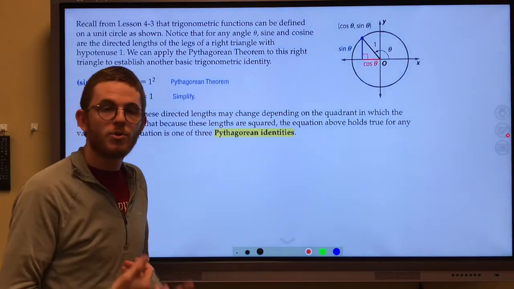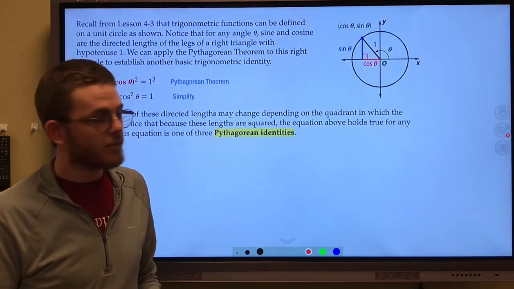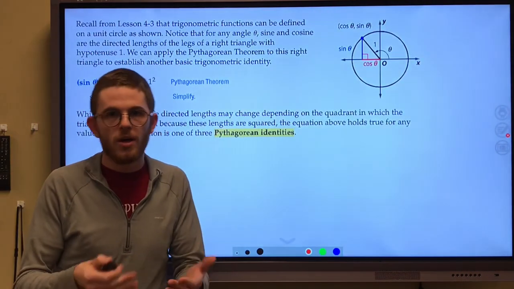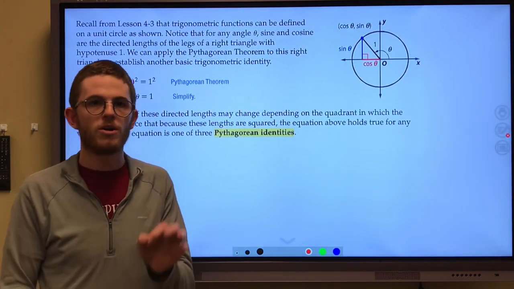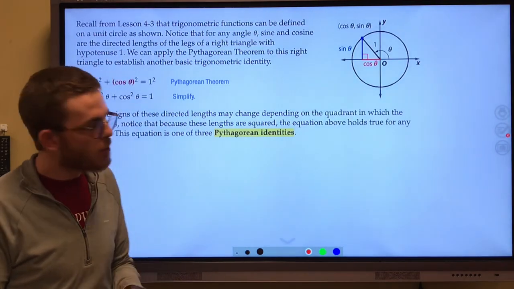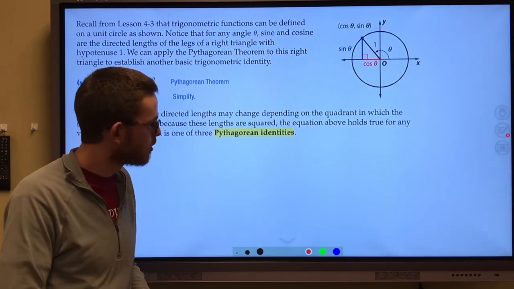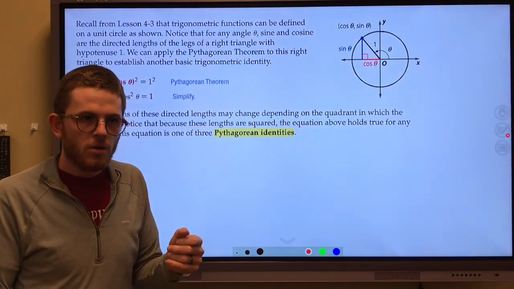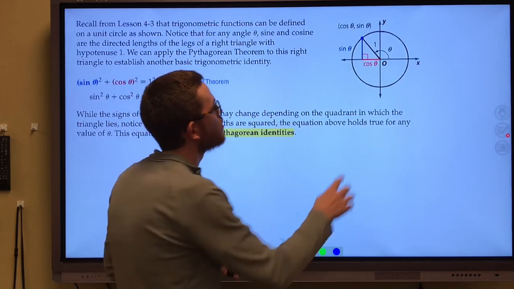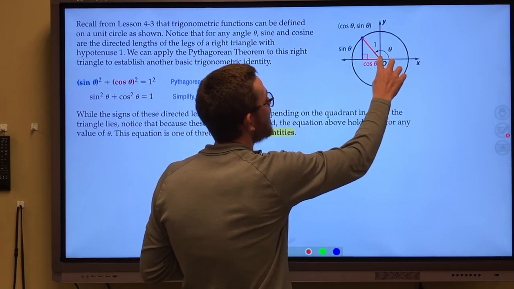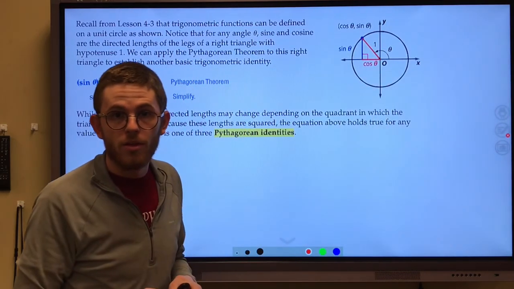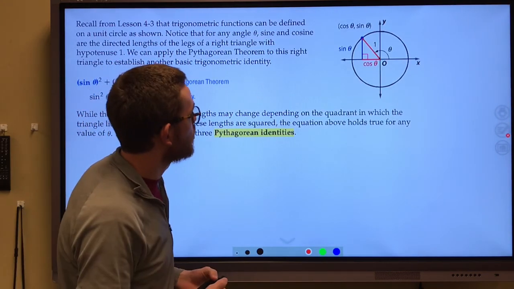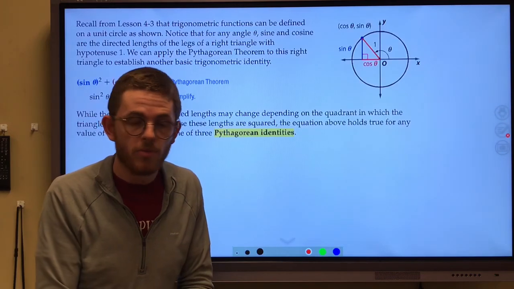Some more identities for us. We also have the Pythagorean identities. Well, the Pythagorean theorem, as we know, a squared plus b squared equals c squared, is true for right triangles. And remember back to our good old unit circle. When we were discovering and learning about the unit circle, we know the radius of that circle, aka the hypotenuse of any right triangle we're creating, was 1.